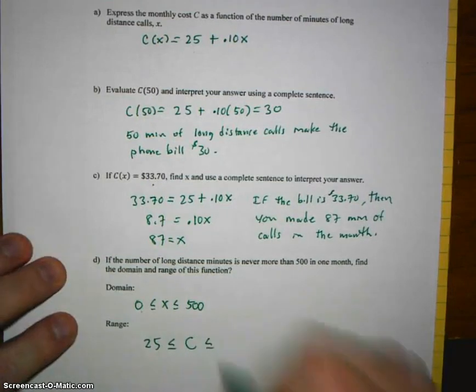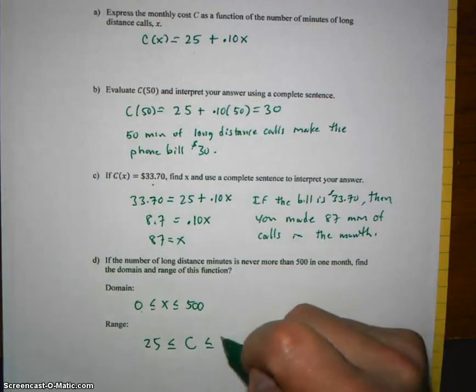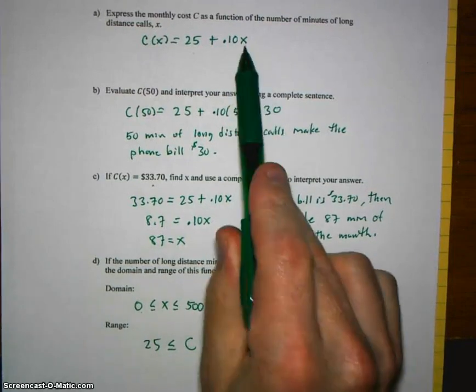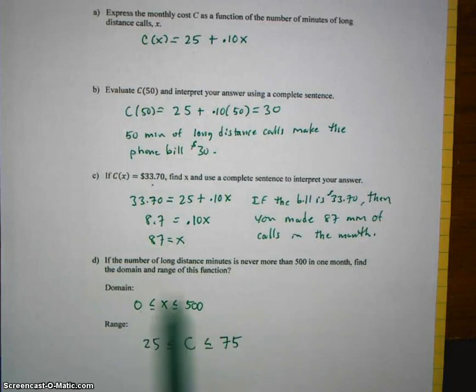And then the maximum I'm ever going to pay, I take 500 and plug it in there. It is $75. I just plugged 500 in for x right there, and I got 75. So my domain is between 0 and 500. My range is between $25 and $75.